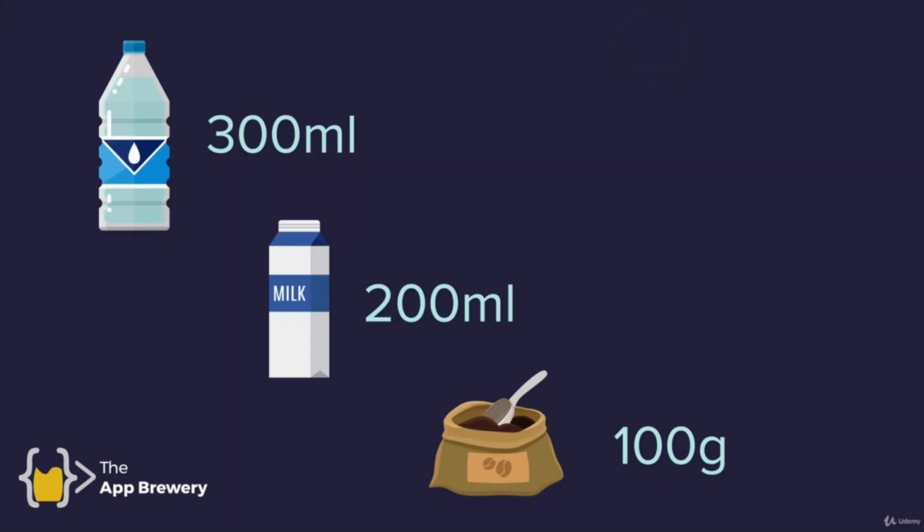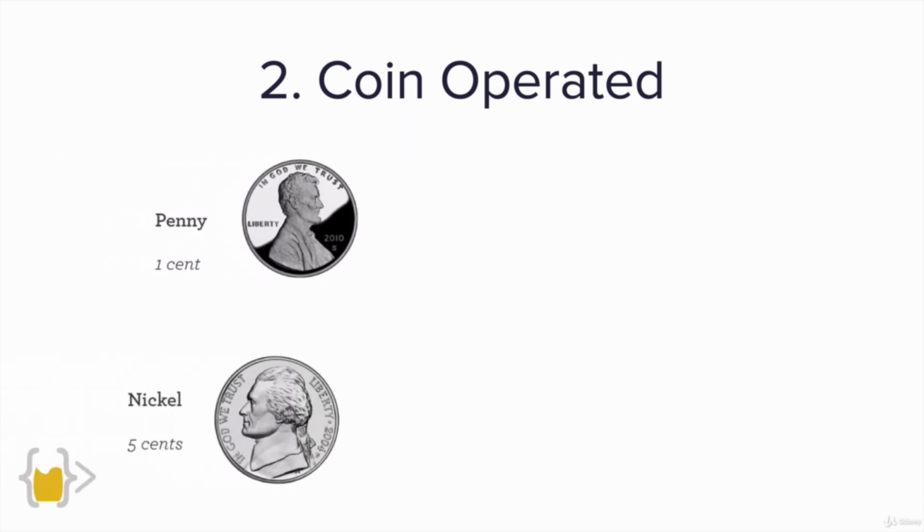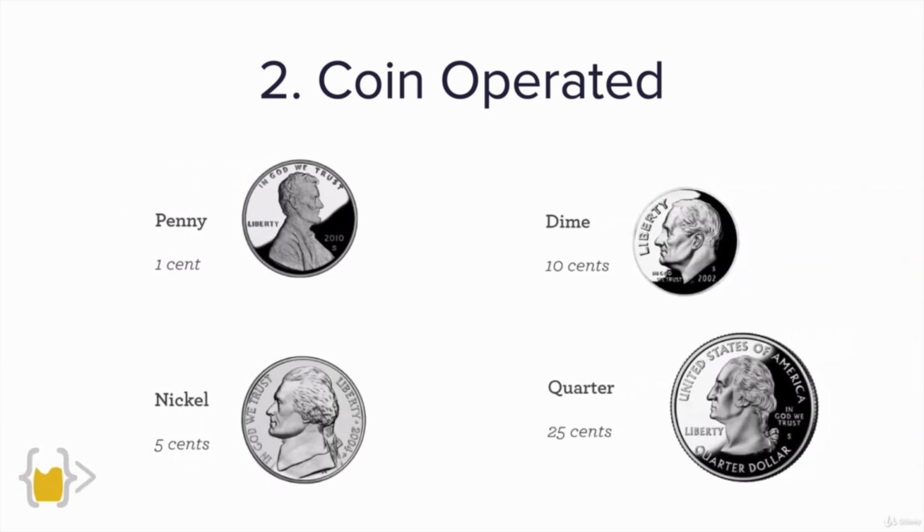Now, in addition, the coffee machine has some resources that it has to manage. So it starts out with 300 mils of water in the tank, 200 mils of milk, and 100 grams of coffee. The second feature of our coffee machine is that it's coin operated. So we're going to be using American coins. And they have 4 types of coins: the penny, the nickel, the dime, and the quarter. They used to also have the dollar as a coin, but a few years ago they stopped minting that, so we're not going to count it, and it probably means one less if statement for us.